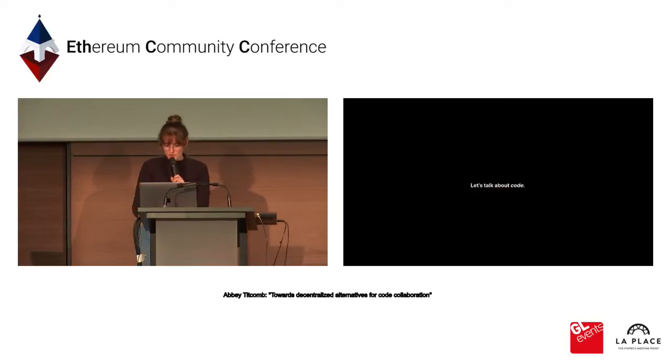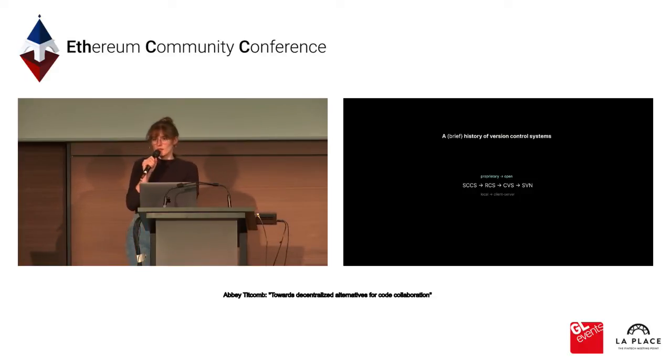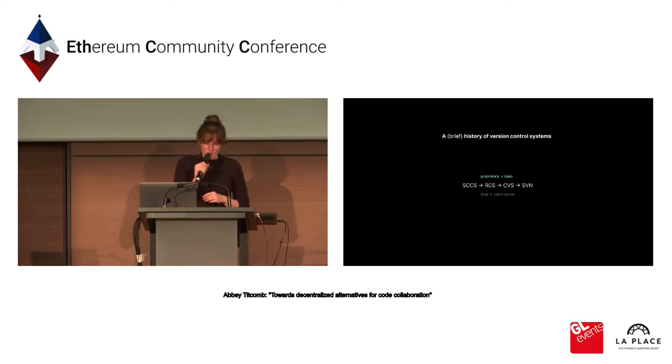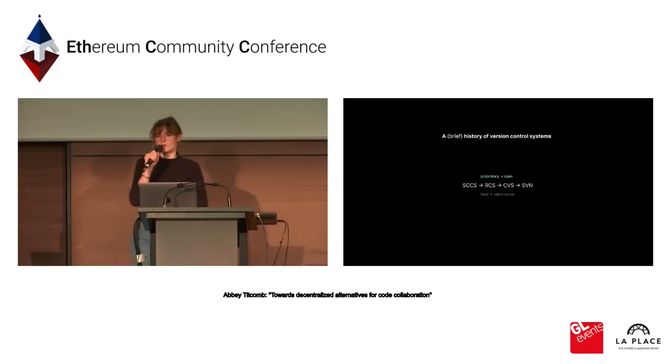But before I start talking about peer-to-peer collaboration, I'll probably start with code collaboration as it stands today. So let's talk about code first, right? The basis of code collaboration really exists first on version control, right? Version control systems are the software tools that allow us as devs to manage changes to source code. And so, a brief history of the evolution of version control systems.